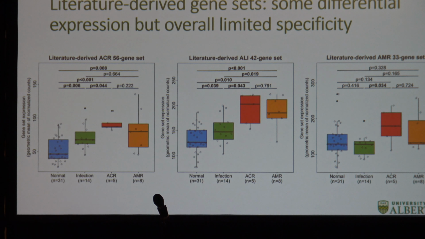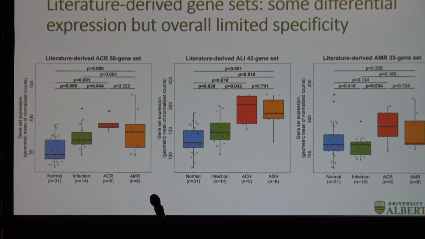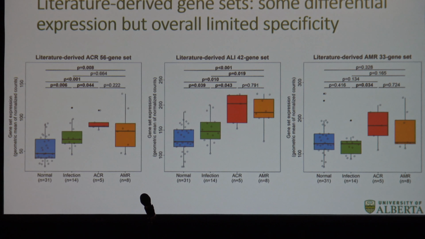And so I think during the first part of this literature-derived gene set, while there was some differential expression, it was very limited in its specificity for AMR, acute cellular rejection, and acute lung injury in the lung.